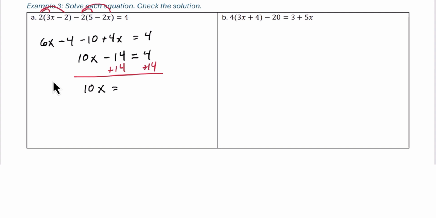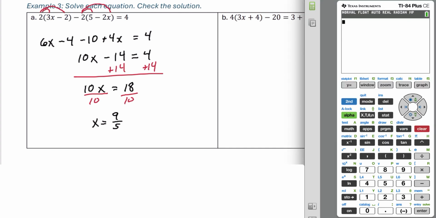10x equals 18. Let's now divide by 10. And x equals 18 divided by 10. We can write that as a decimal or we can write it as a fraction. We'll have to reduce the fraction to get 9/5. Let's check this in the calculator.